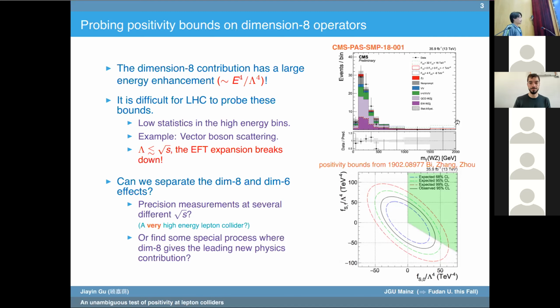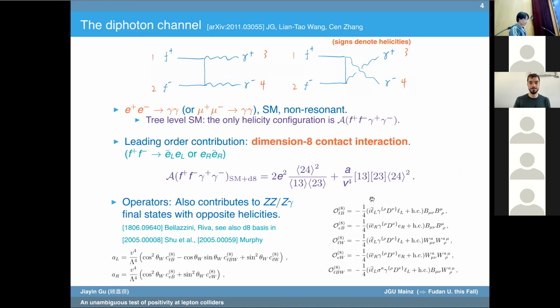So a different strategy is to try to look for some process where the dimension 8 could give the leading new physics contribution. This is the strategy we took. We actually managed to find a process like this.